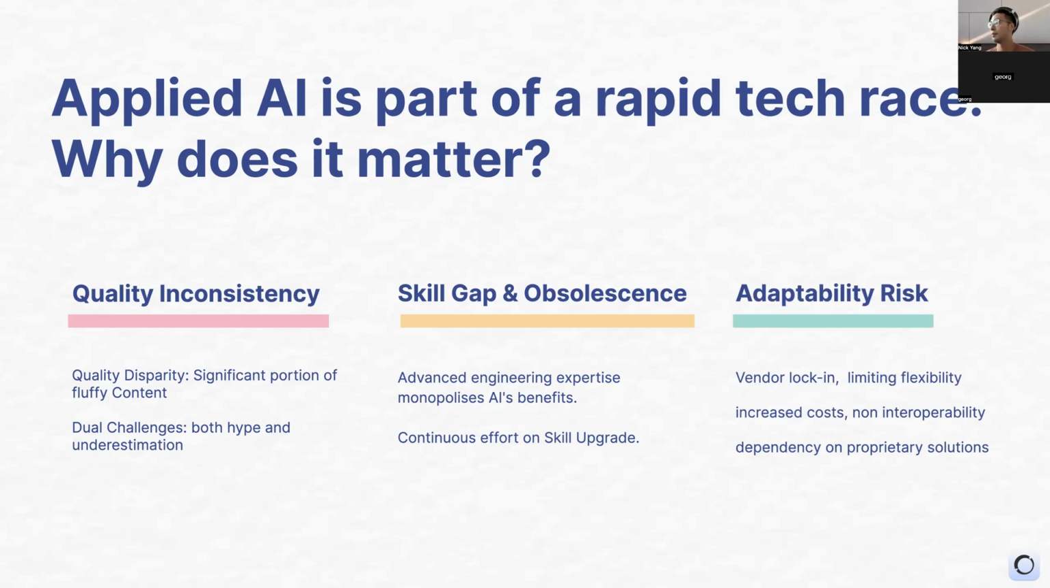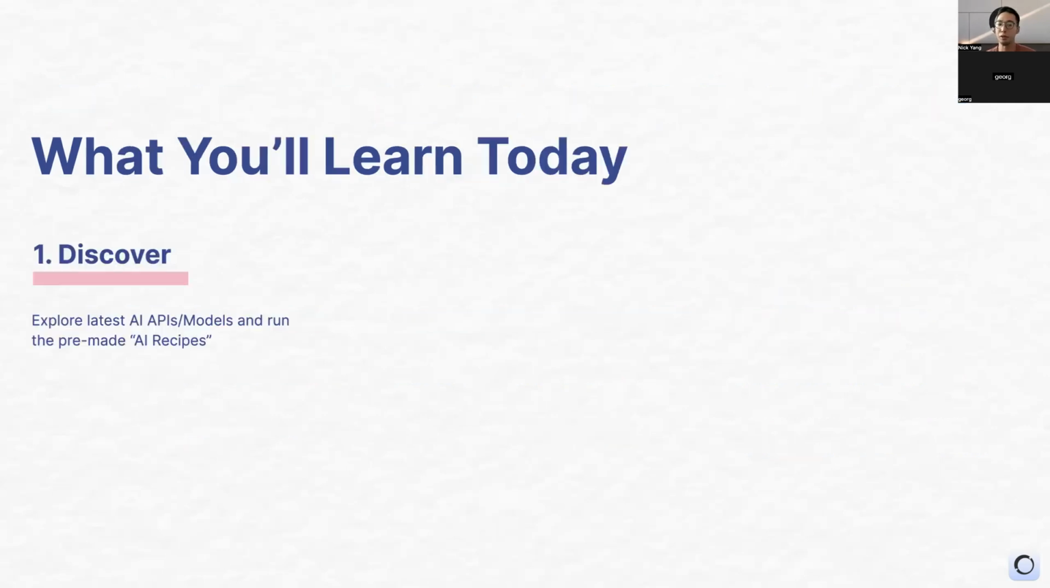And the last one, adaptability risk. AI keeps changing, and committing to a single vendor can be risky. It probably means increased costs, limited flexibility, and maybe unhealthy dependency. So Omnitool, we built this to address this. You might wonder how we're going to address this. In the next session, we're going to dive into the product, and we'll revisit these problems in the end.